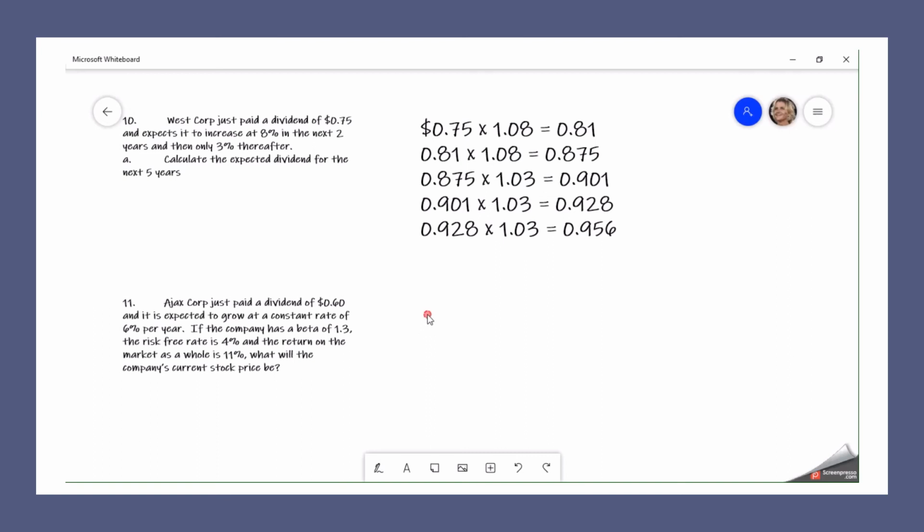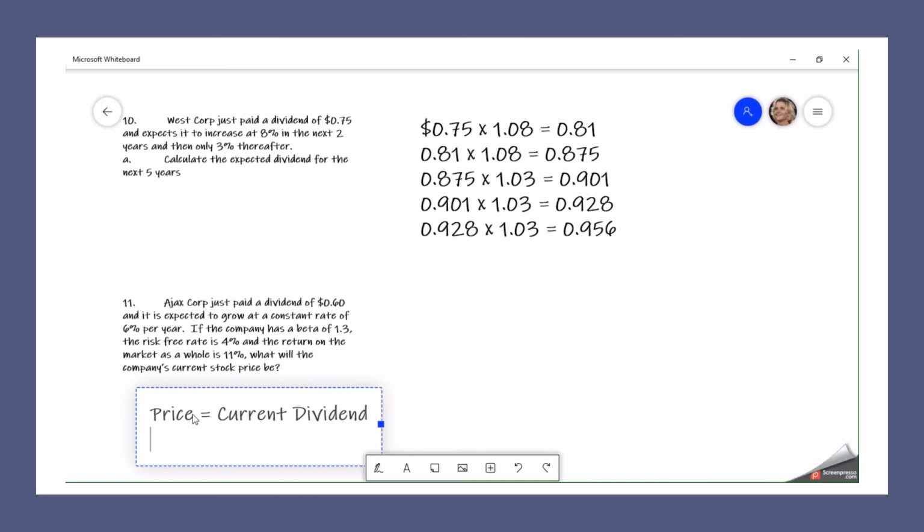So the formula for our current stock price, maybe I'll put it over here, and then we'll do the math. But our stock price is equal to our current dividend divided by the required rate minus the growth rate. So that's our formula. So as we look at that, we don't have the current dividend.